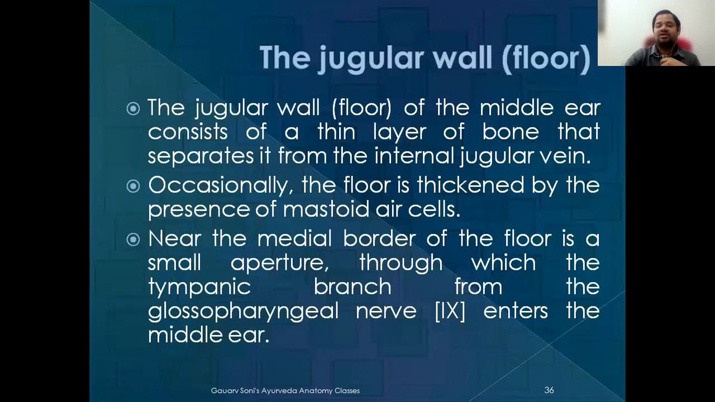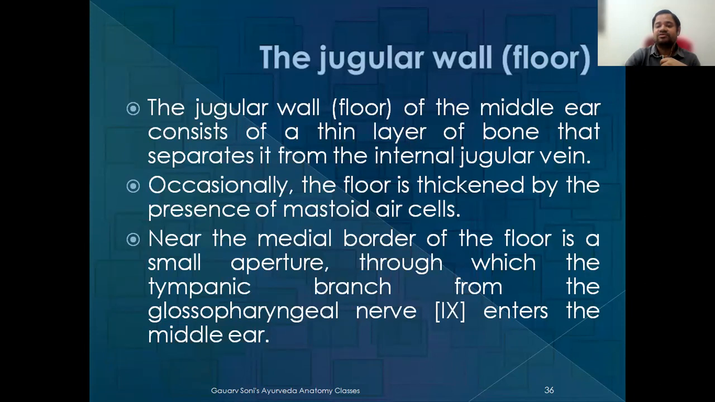Next one is the jugular wall or floor. It consists of a thin layer of bone that separates it from the internal jugular vein. So again, there is a bone. If it is a bone, then it is basically the temporal bone only, and the organ which it separates will be the internal jugular. So below the floor, the internal jugular vein is going to be found. Occasionally, the floor is thickened by the presence of some mastoid air cells also.